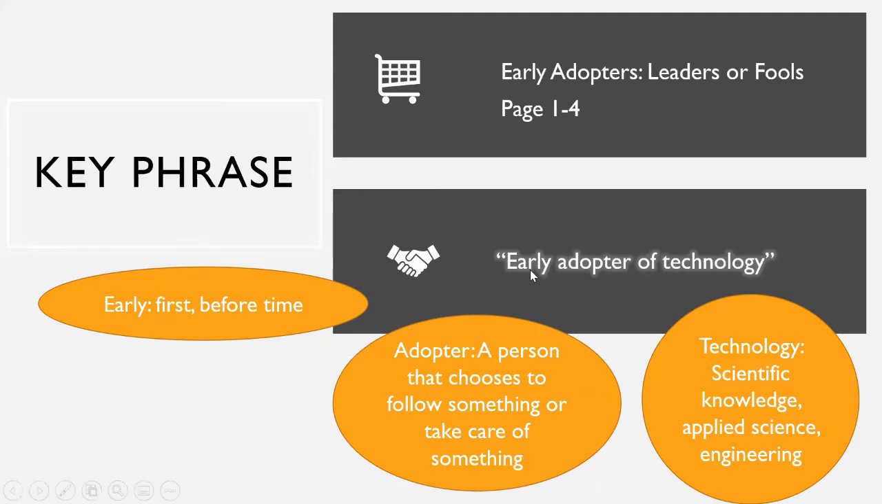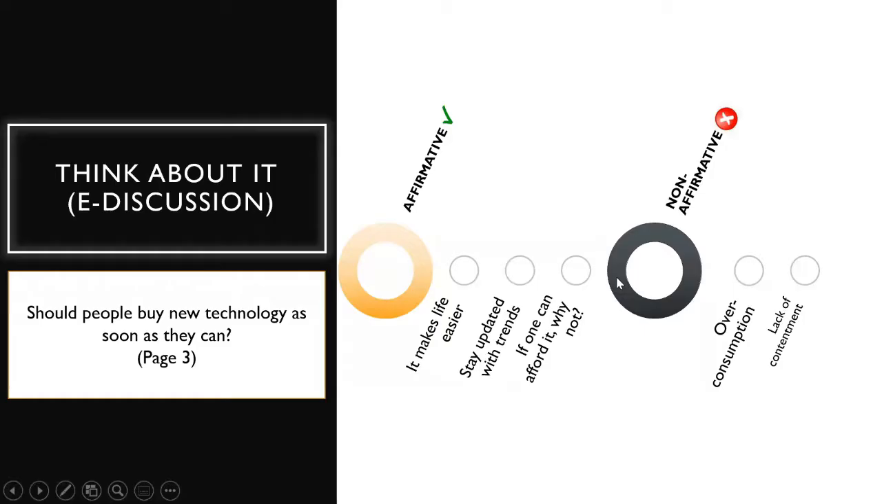So now, an early adopter of technology is simply someone that buys technical gadgets the moment that gadget is on the market. An example, do you know anyone in your classroom or just outside of the classroom, and that person will buy the latest phone as soon as the phone is released? That is an early adopter of technology. The moment a device is on the market, they buy it immediately.